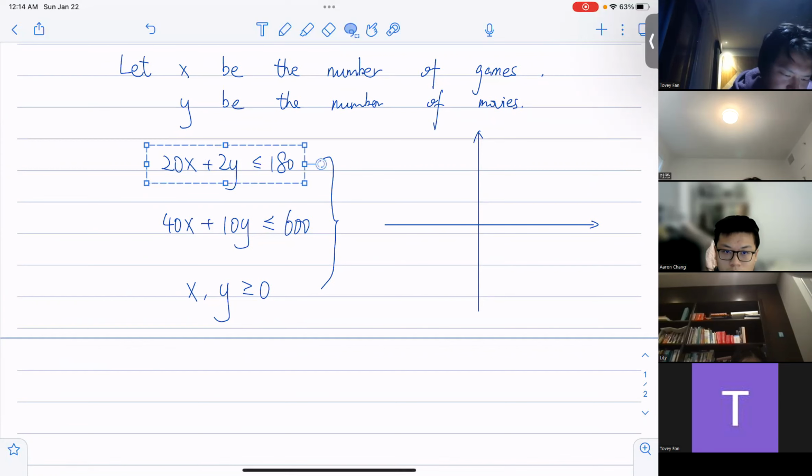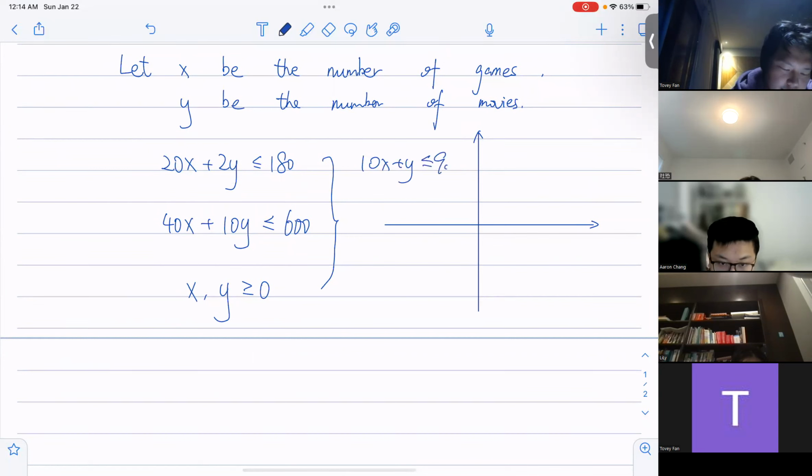The first one is 10x plus y less than or equal to 90. You just take the x and y intercepts. So y could be 90 at the best, and x could be 9. So say 90 here and 9 here.